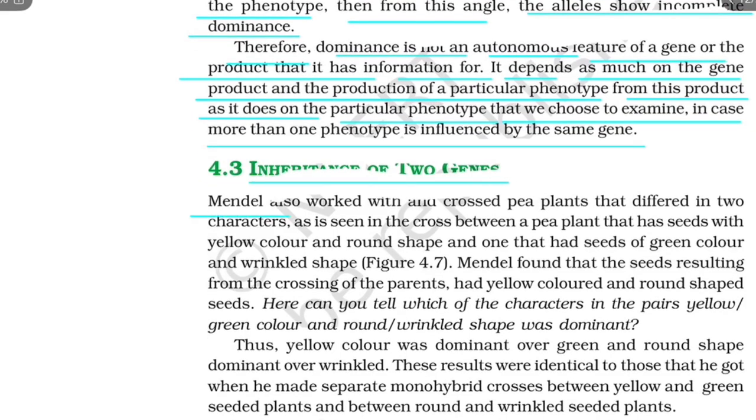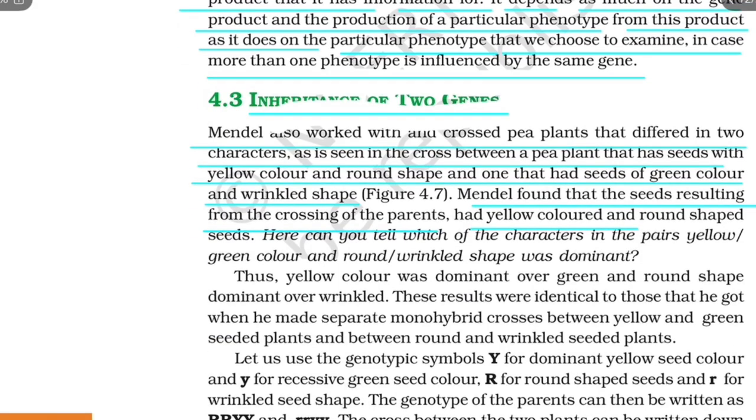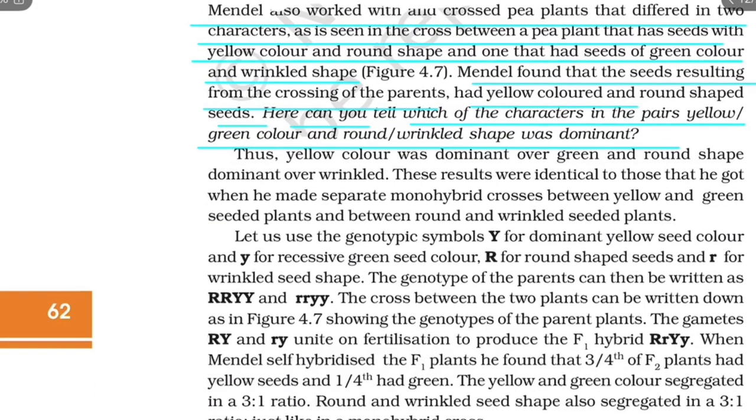Inheritance of two genes. Mendel also worked with and crossed pea plants that differed in two characters, as seen in the cross between a pea plant that has seeds with yellow color and round shape and one that had seeds of green color and wrinkled shape. Mendel found that the seeds resulting from the cross had yellow colored and round shaped seeds. Here you can tell which of the characters in the pair, yellow or green color, round or wrinkled shape, was dominant. Yellow color was dominant over green, and round shape dominant over wrinkled. These results were identical to those he got when he made separate monohybrid crosses between yellow and green seeded plants and between round and wrinkled seeded plants.